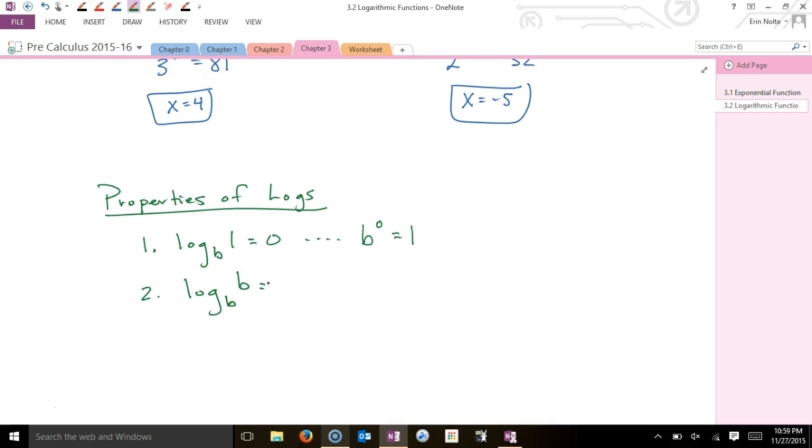Okay, it would be 1. So the idea of this one is b to the first power is b. That's the idea of that one. Is that a 6 or a b? It's a b. So if they're the same number, right? If they're the same number, so if it said the log of base 5 of 5, that would just be 1.